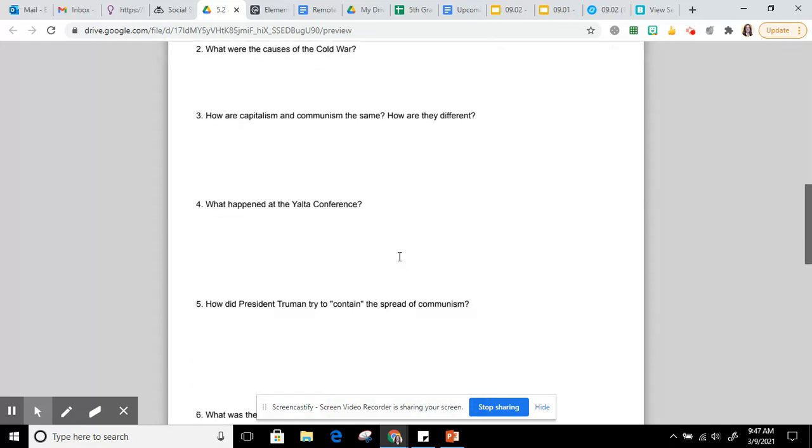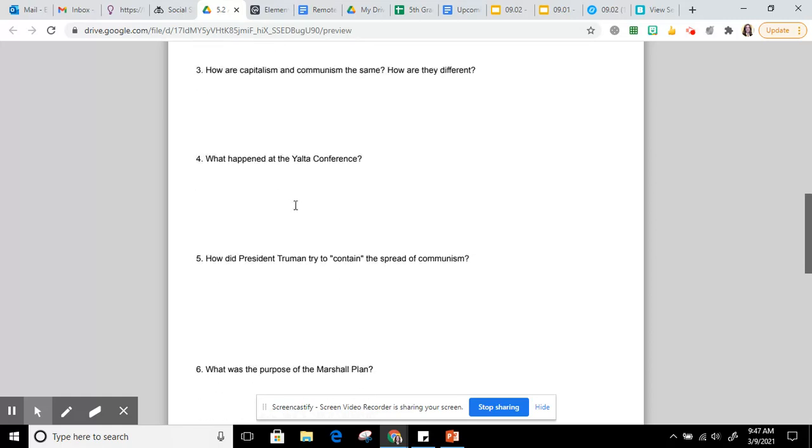Number 4, what happened at the Yalta Conference? So make sure you look for that term, Yalta Conference, within the reading of the article.